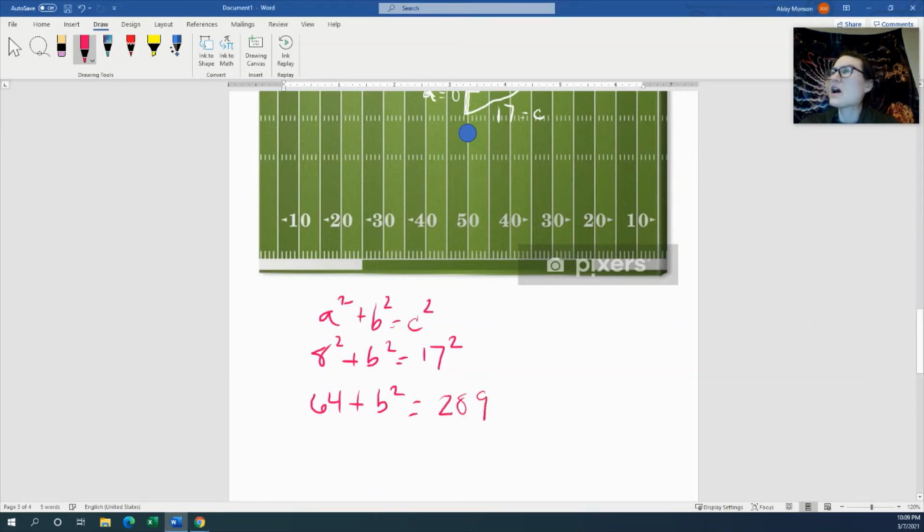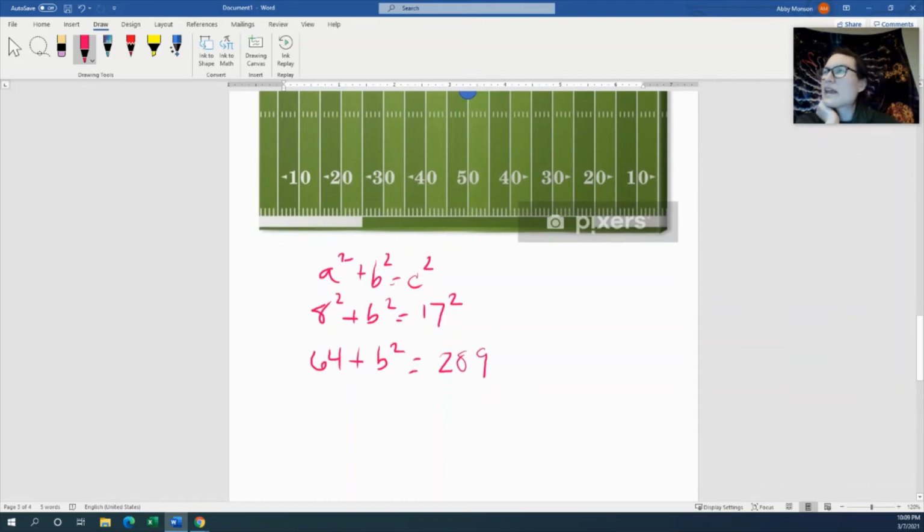289. All right, well, now we have to practice solving our equation. We can't just take the square root of both sides because this B squared is attached to the 64. So I'm going to subtract 64 on both sides, and I'm left with B squared equals, all right, let's see if I can reason this out. 9 minus 4 is 5, to 225. Okay, that sounds like it's going to work out for us.